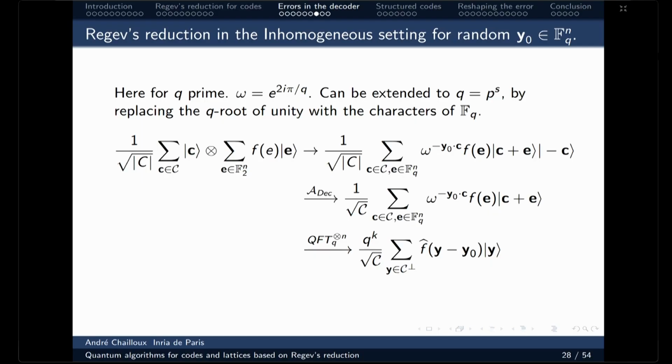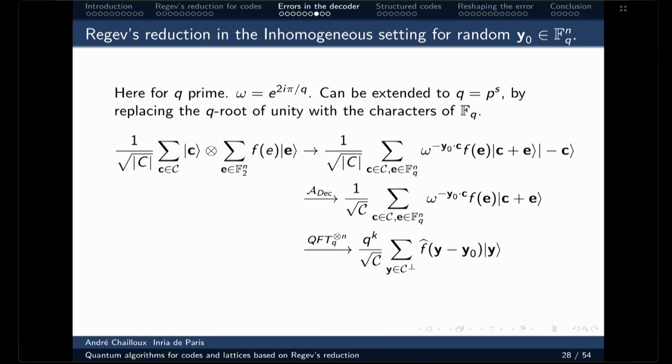And this Regev's reduction, you can transform it to make it work also, to start from an algorithm for decoding into an algorithm that will solve the inhomogeneous short code word problem in the dual code. So if I give you a random y0, you can tweak it a little bit. This is a rewriting of the first step of the algorithm, where you add this phase omega to the minus y0 in your product with C.